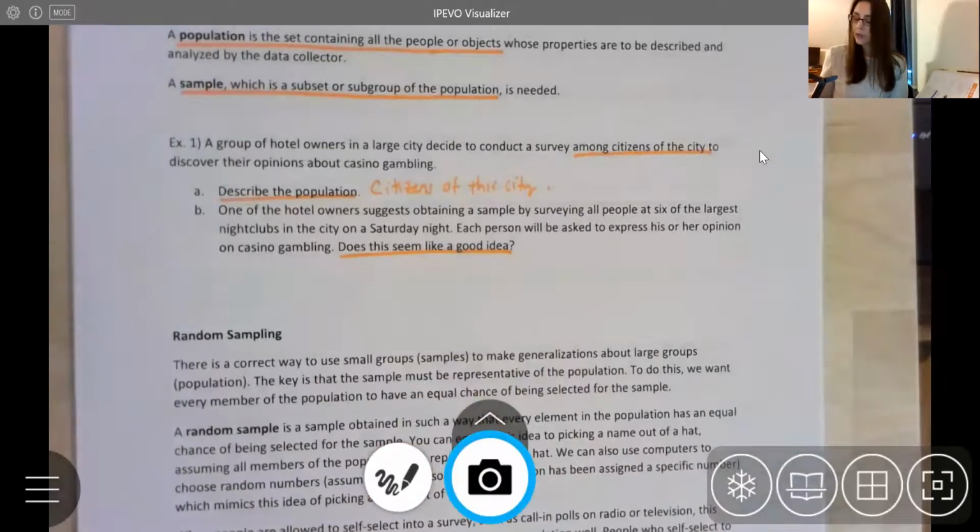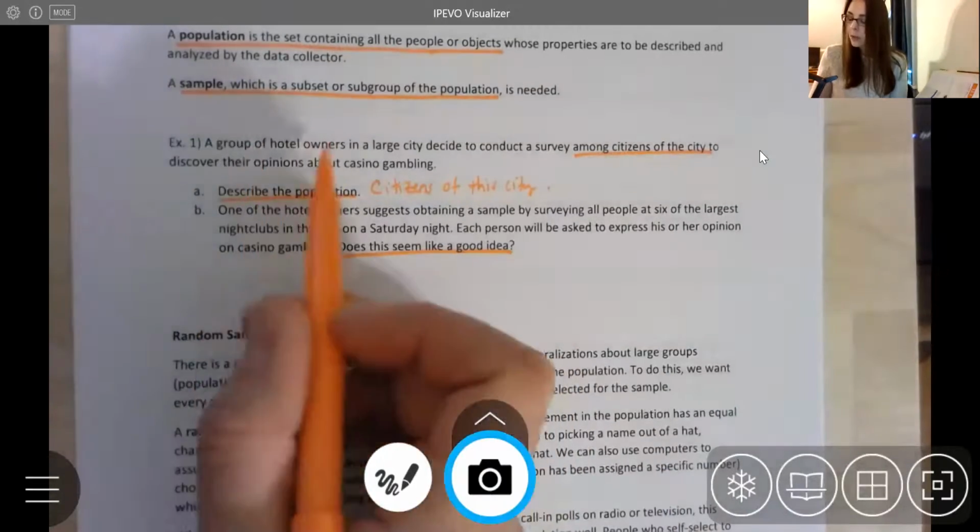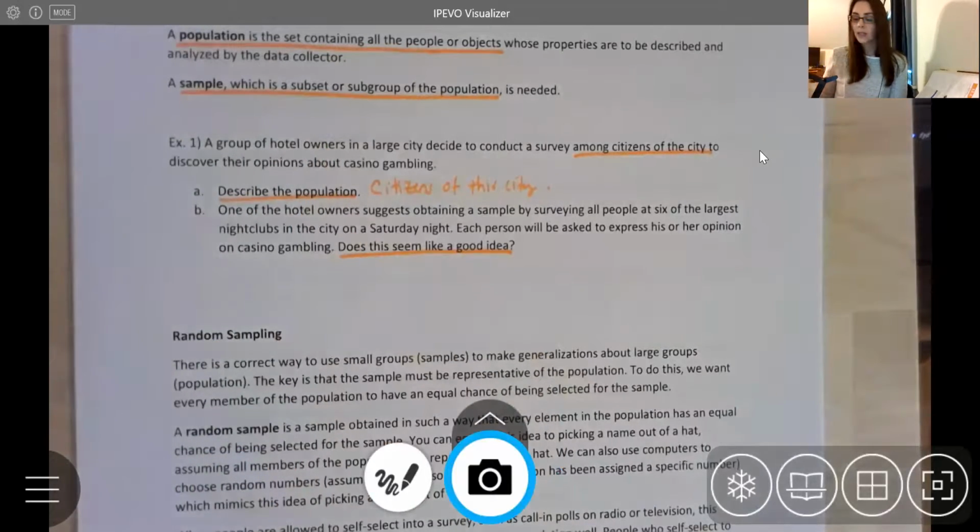So again, let's go back to what we're looking at. So there are hotel owners in the city, and it looks like they're thinking about maybe bringing in some sort of casino and getting people's opinions on that, right? So they want to know the city's opinion on casino gambling, so the citizens within. Now, it would be unrealistic to actually be able to survey probably the entire city. It's just not going to happen. Either it would take too much time or too much money, or it's just not realistic. So what we typically do is we get a sample.